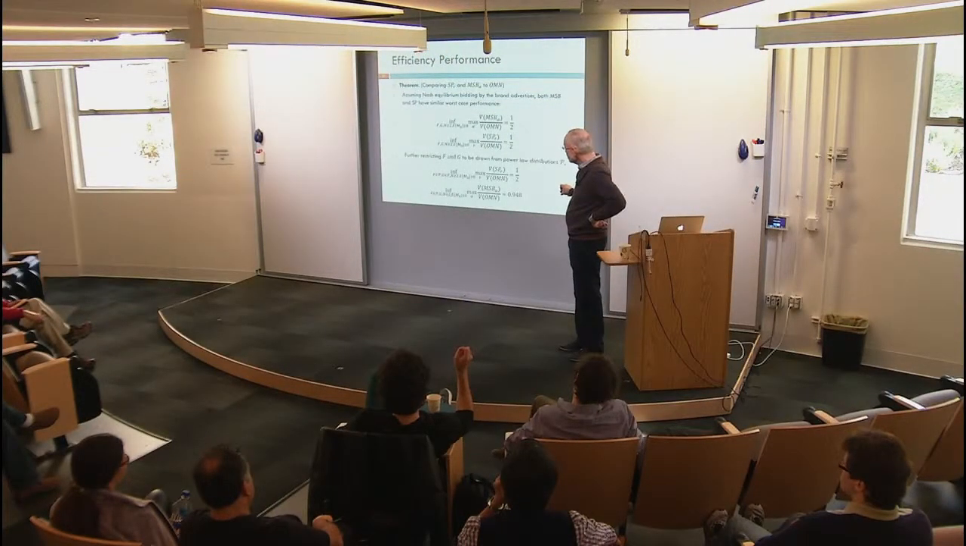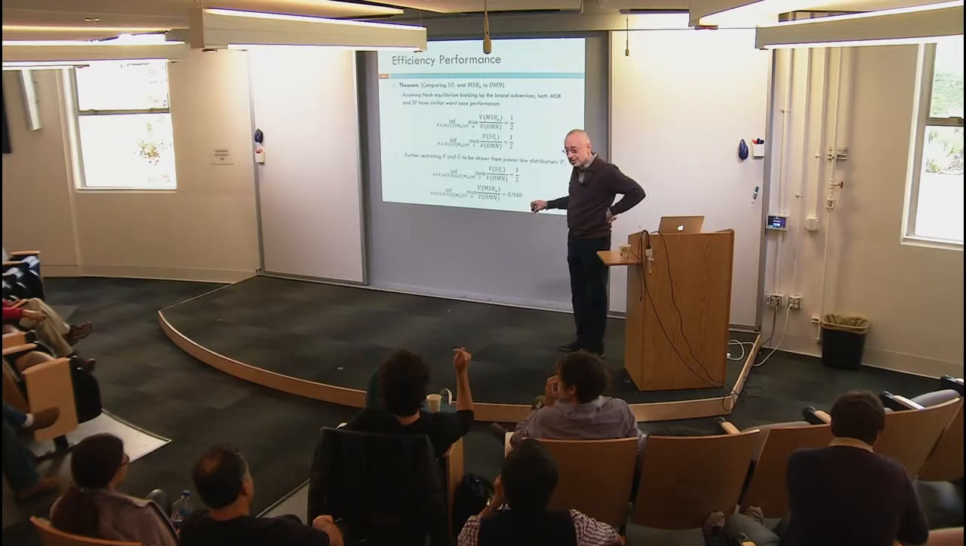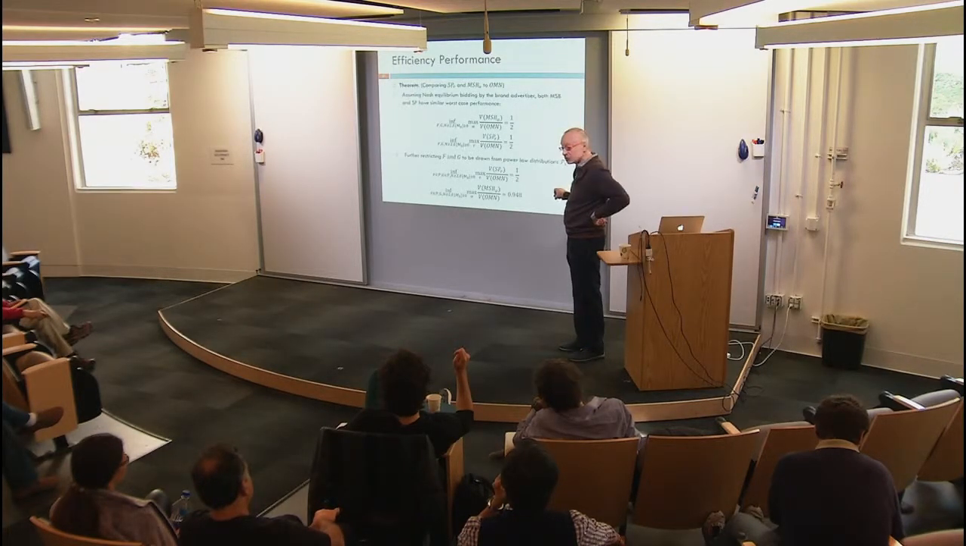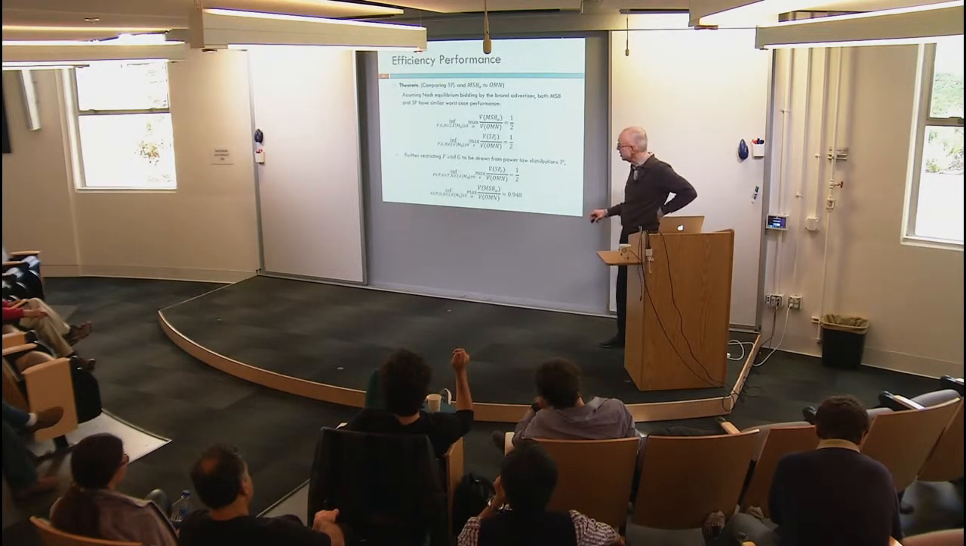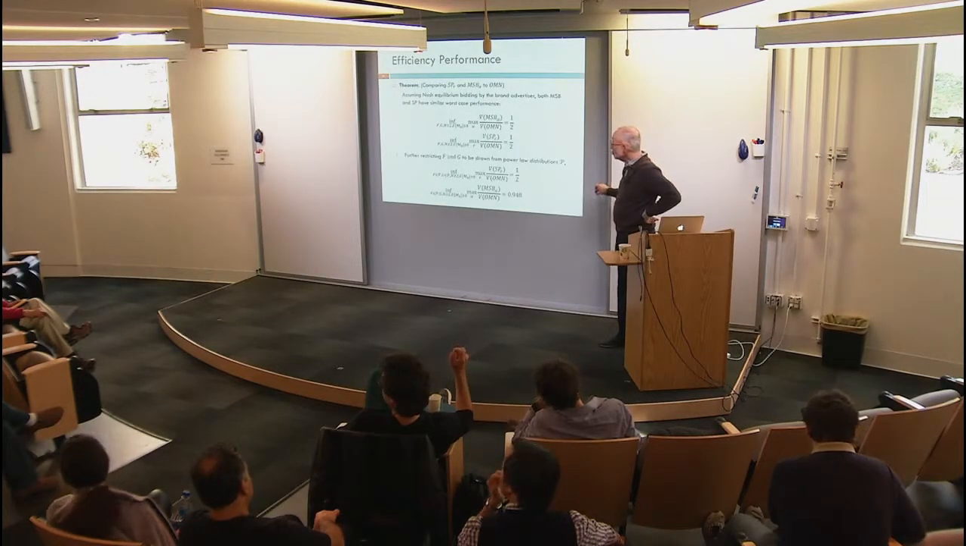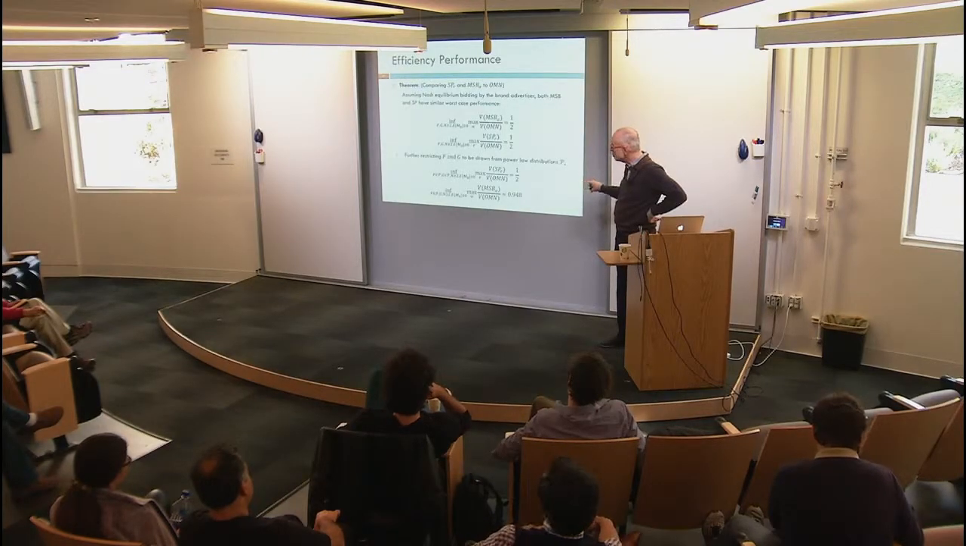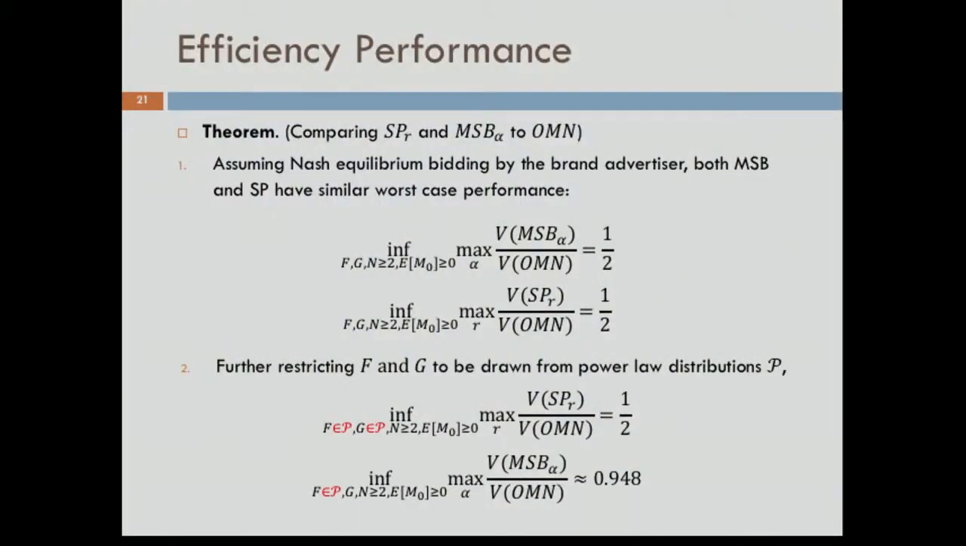So if the expected value of M naught is low, then almost all of the value comes from the brand advertisers. If this is high, then almost all of the value... Sorry, I said it backwards. If this is low, almost all of the value comes from performance advertisers. If this is high, it comes almost entirely from brand advertisers. Wherever you are, and no matter what power law you have, and no matter how many bidders you have, the worst case is 0.95. Paul, intuitively, is it true that alpha will be increasing in expected M naught, because that's how you're going to get the value out?